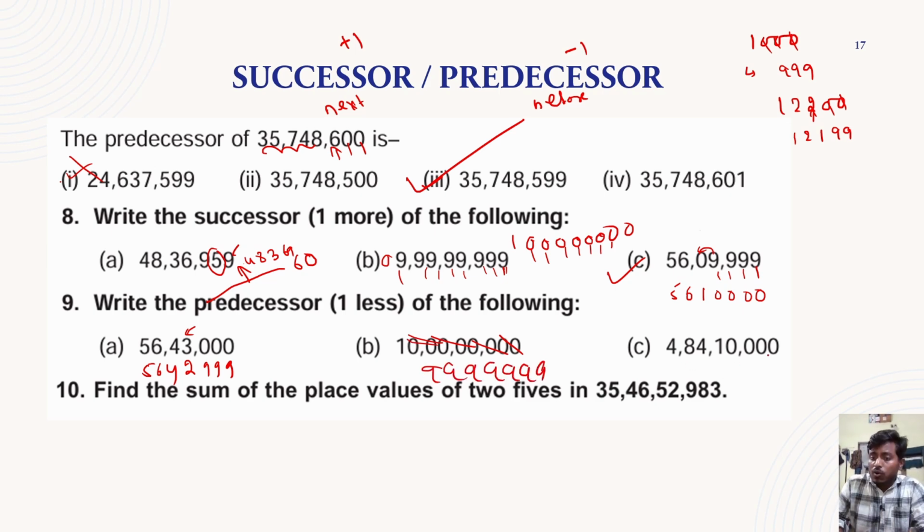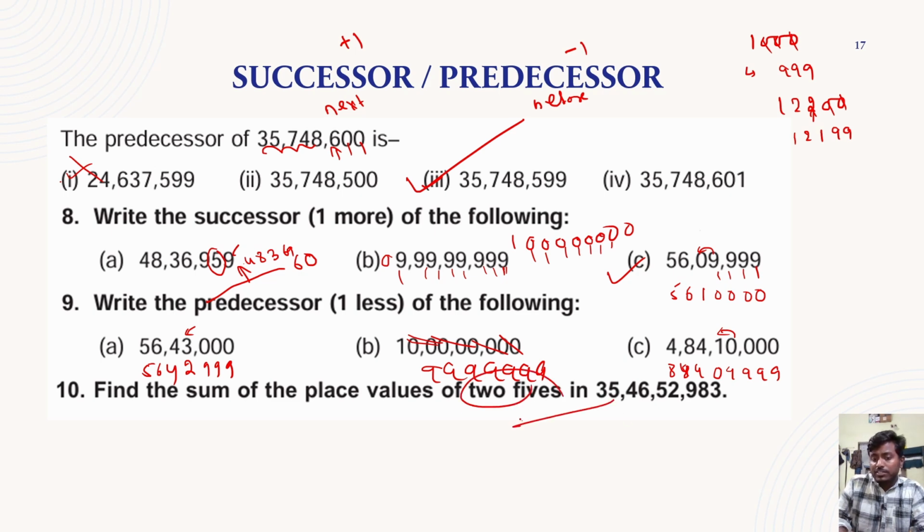Next, here all 0 becomes 9, and 1 becomes 0, because it decreases by 1 if you find the predecessor and the other digits are the same. Only the 0 previous digit will decrease or increase. Okay, or the 9 previous digit increase or decrease. Understand? Now find the sum of the place values of the two 5s.